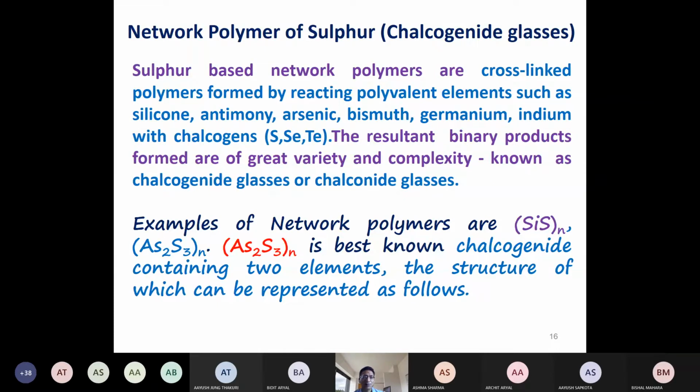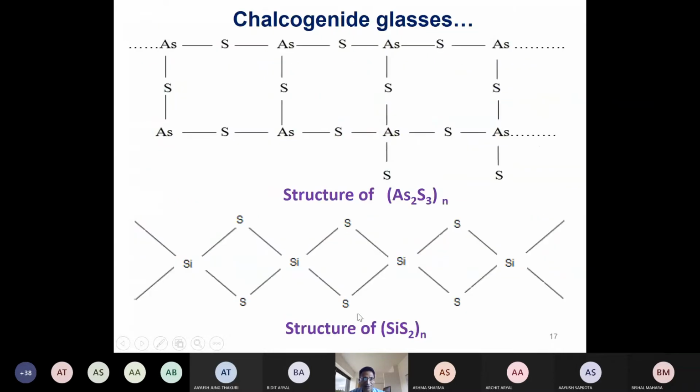The examples of network polymers are silicon sulfur and arsenic sulfur. Among them, the polymer containing sulfur and arsenic is the best known chalcogenide, containing two elements, sulfur and arsenic, the structure of which can be represented as follows. For example, the two elements and cross-link structure are formed in this way. Sulfur is used as the cross-link. In this case, the network sulfur polymer has silicon and sulfur, and in this case, arsenic and sulfur.